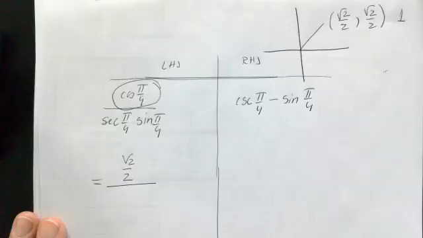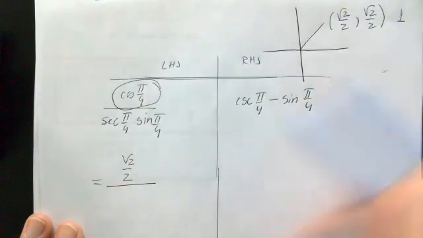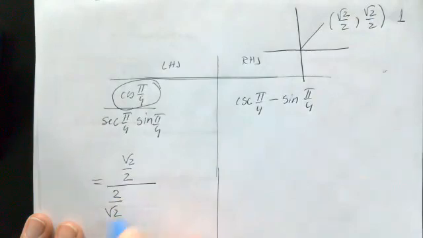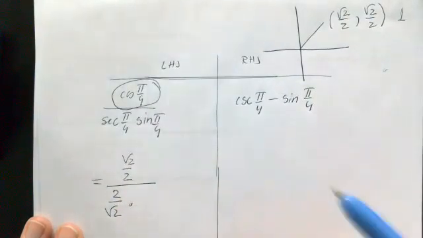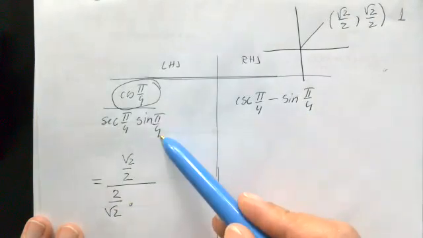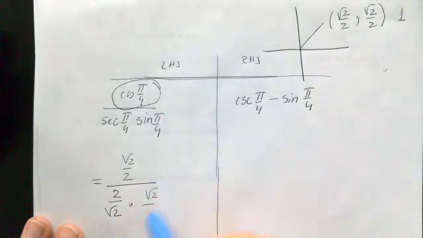What's secant of pi over 4? Secant is the reciprocal of cosine. So you just have to do the reciprocal of those. So 2 over square root of 2, which, yes, simplifies to something way simpler, but you can just use the values as they are. Times, what's the sine of pi over 4? Square root of 2 over 2.